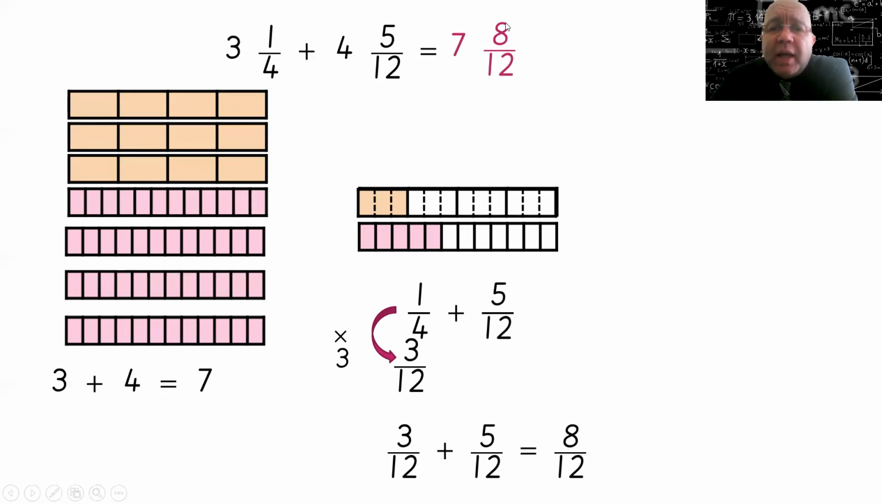Now, some of you will be looking at the 8/12 and you'll realize I can actually simplify that. I can divide top and bottom by 4, and that will give me 7 and 2/3. Okay. But 7 and 8/12 is perfectly okay at the moment. So we've grouped our whole numbers and then we've dealt with our fractions separately, remembering to bring everything together at the end.